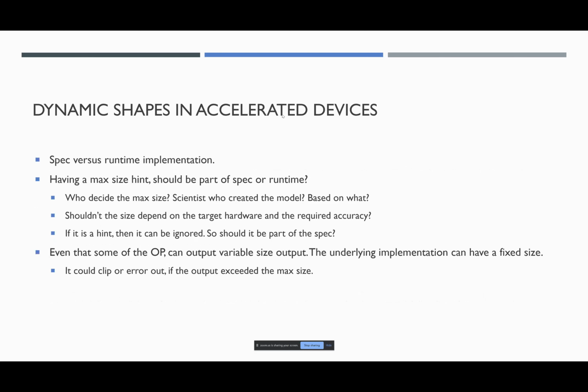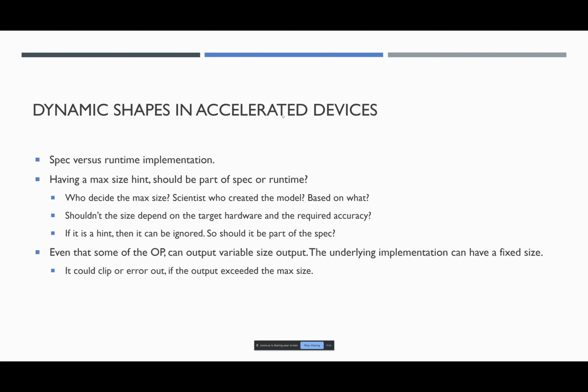If we add a maximum size hint, this should be part of the spec. ONNX is a disk format. Once you load it, you can convert it and add any restriction you want. If we add a max size hint, who decides that? Is it the researcher who created the model without knowing which hardware it will run on? Is it the engineer deploying this on hardware?